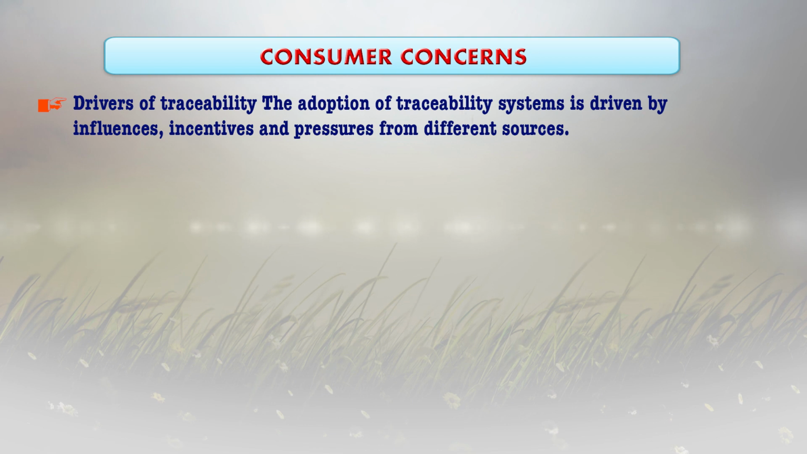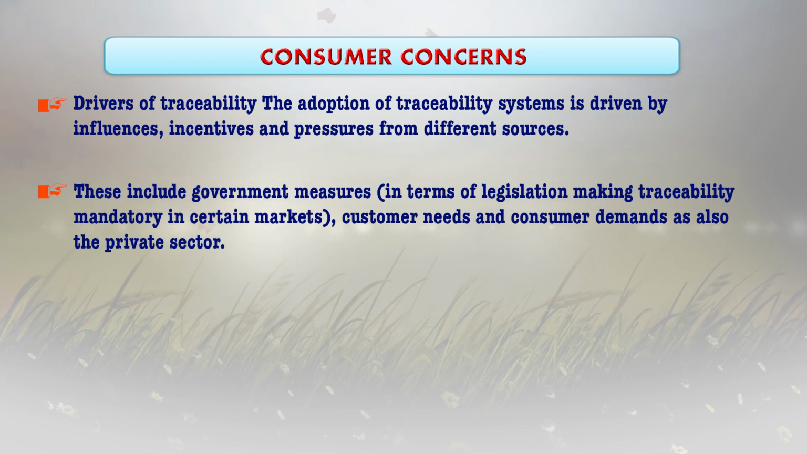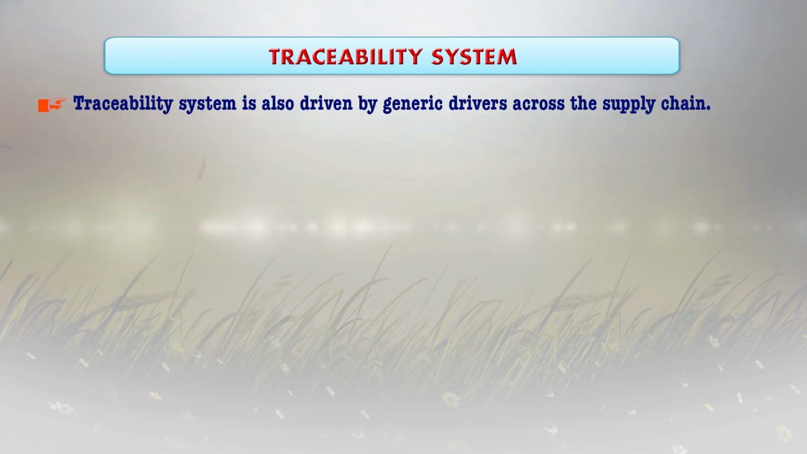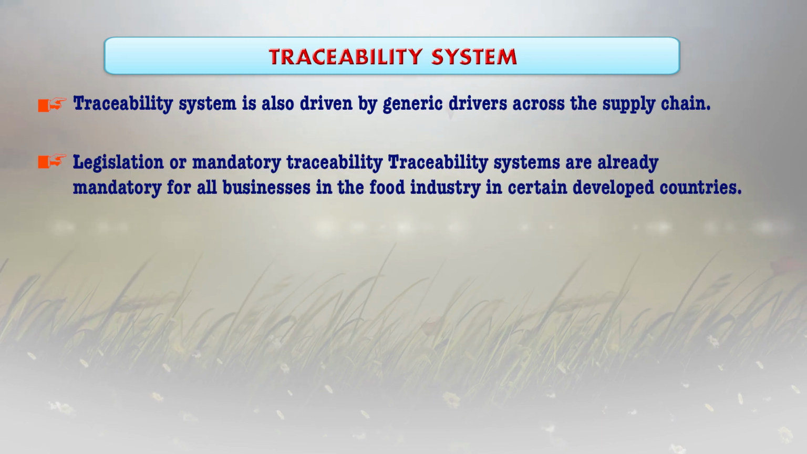So what are consumer concerns? There are many drivers of traceability. The adoption of traceability systems is driven by influences, incentives and pressures from different sources, like government measures in terms of legislation that makes traceability mandatory in certain markets, customer needs and consumer demands, as well as the private sector. Traceability is also driven by generic drivers across the supply chain, such as legislation, which makes traceability mandatory for all businesses in the food industry.